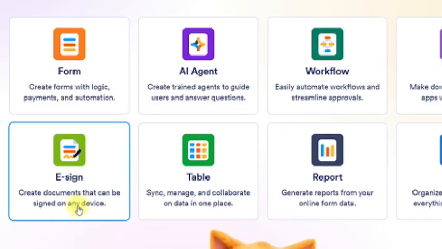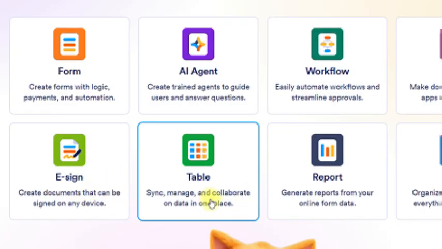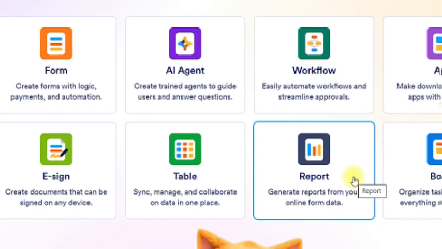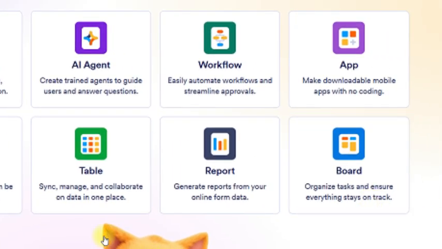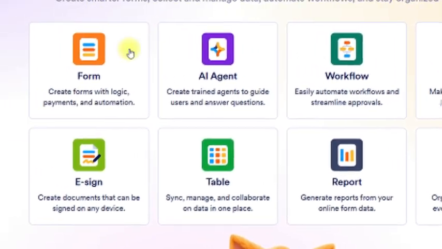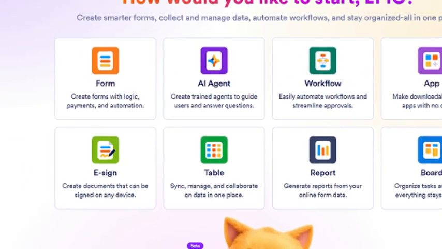And e-sign: you can create documents that can be signed on any device. Table can synchronize, manage, and collaborate on data. You can generate reports for your online form data. You can create bots and so on. So you can do all of this with the Jotform AI, which I'm going to show you. For now, you can save forms, or you can go back.